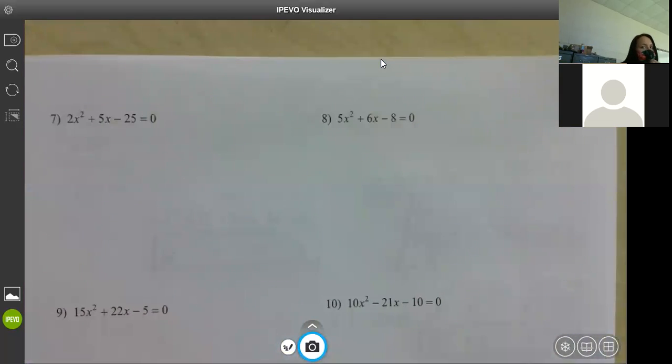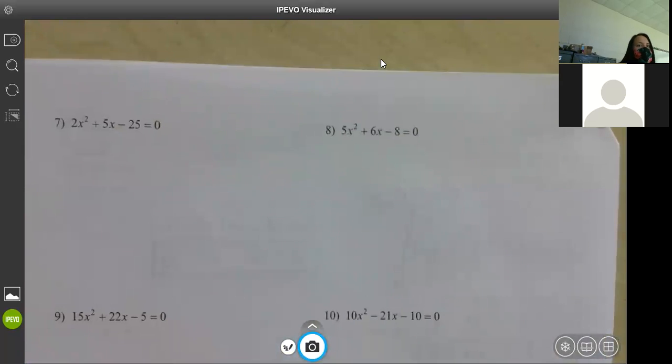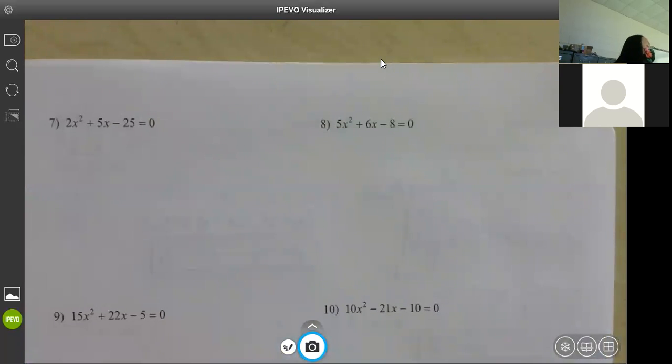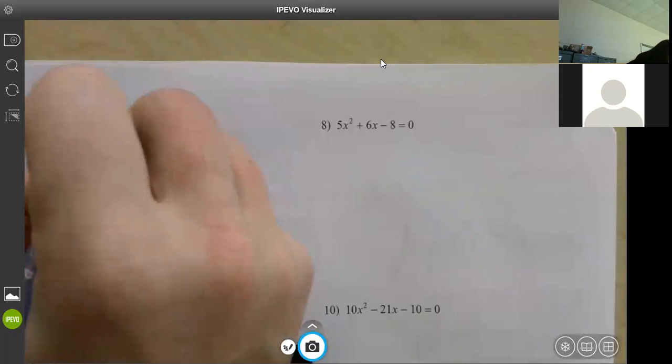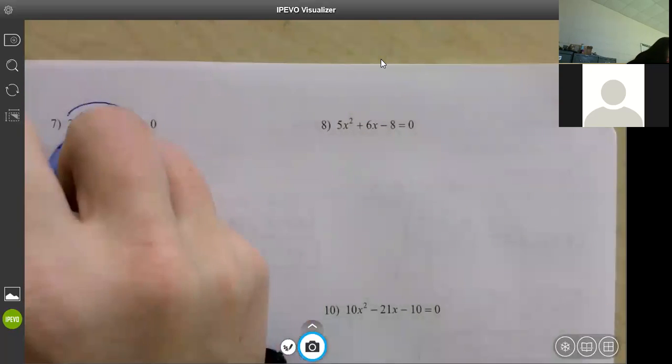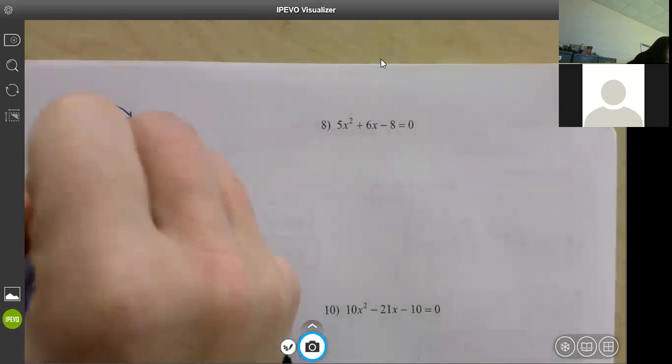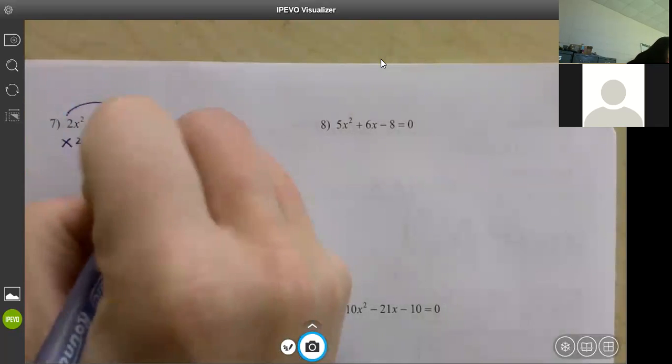Same thing, always check for a GCF. I'm going to go ahead and tell you the first 2 definitely do not have a GCF. They're just bigger numbers. So we're going to do the same thing we've been doing. There's a number in front, so we're going to slide it to the back. 25 times 2 is 50.